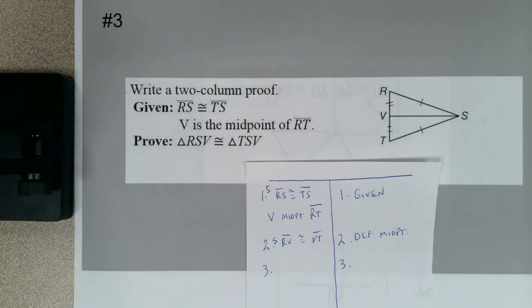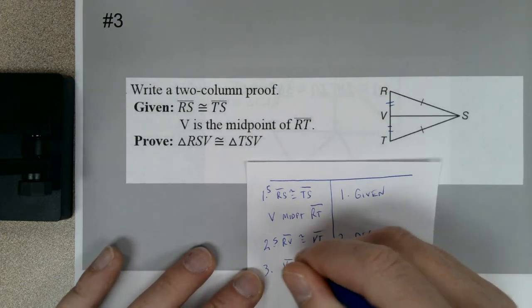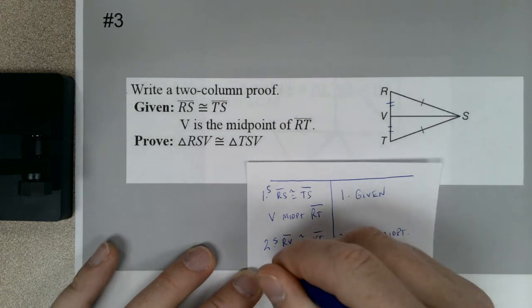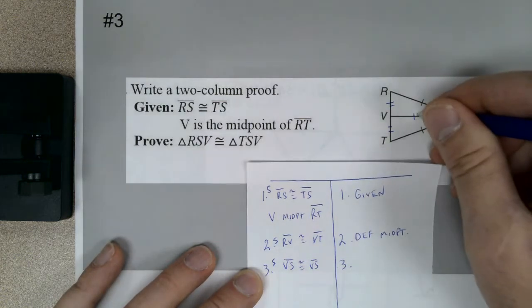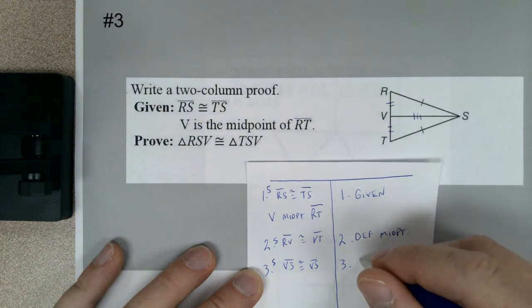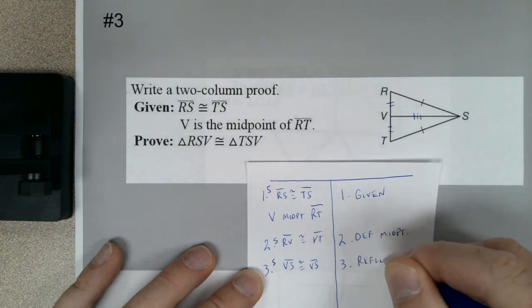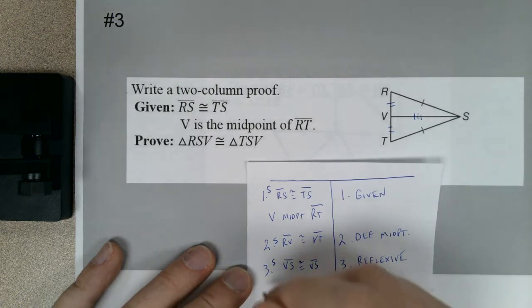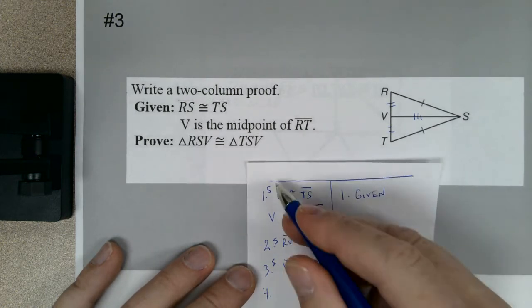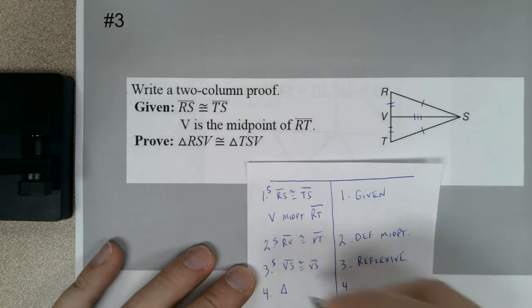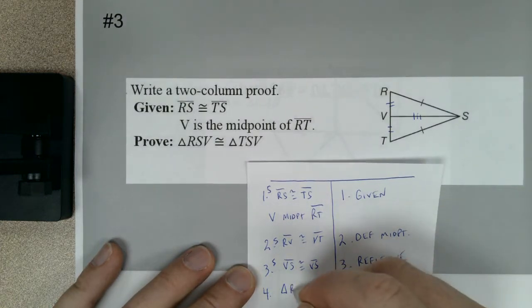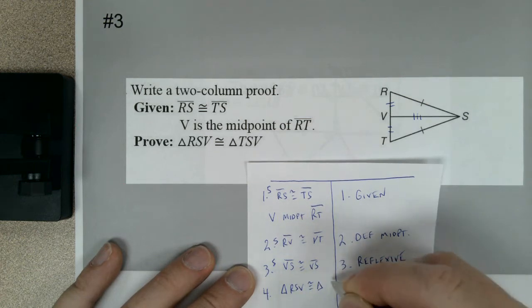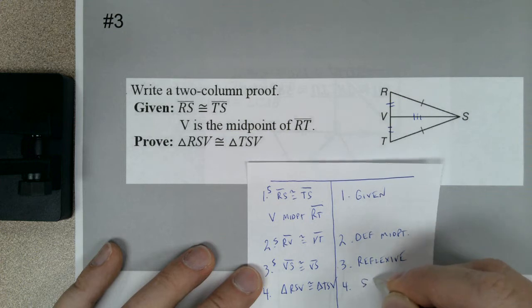How about our third step? Okay, again, typed into the chat, VS is congruent to VS. That gives me another side that they share. That's going to be, again, reflexive. And just like the two previous problems we've done, we have three pairs of sides. We can say triangle RSV is congruent to triangle TSV, side, side, side.